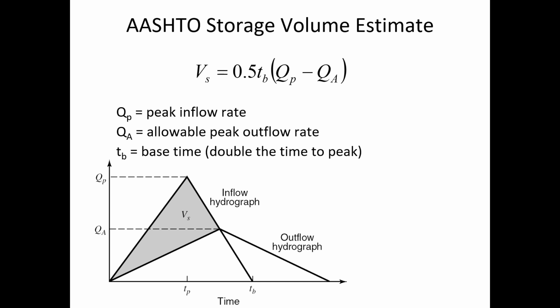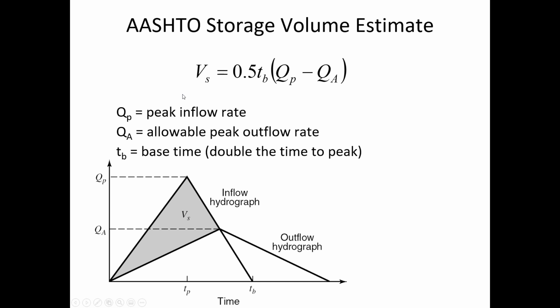So when we say Q equals CIA, that doesn't give us a hydrograph of outflow versus time. Q equals CIA is just the peak flow that's coming off of a watershed. So that would be this value. And what the AASHTO method says is you can calculate the storage volume just by calculating the area underneath the inflow hydrograph that is above the outflow hydrograph. So here's the formula for that.